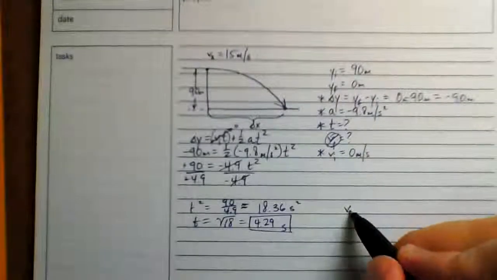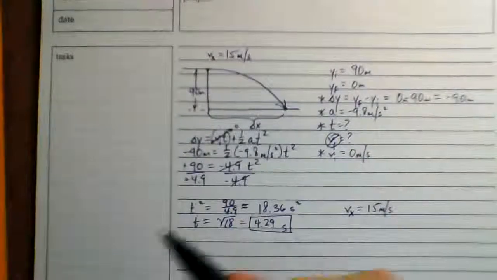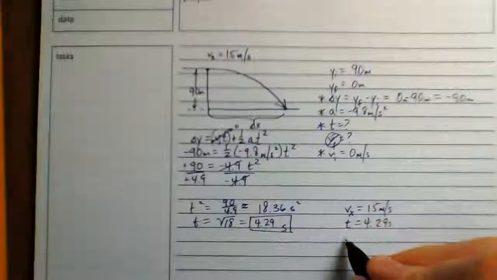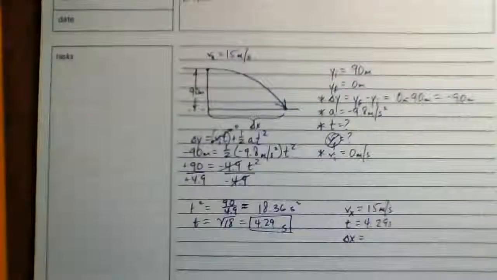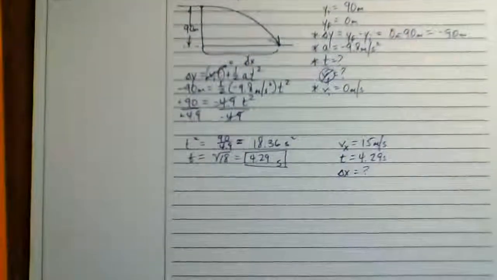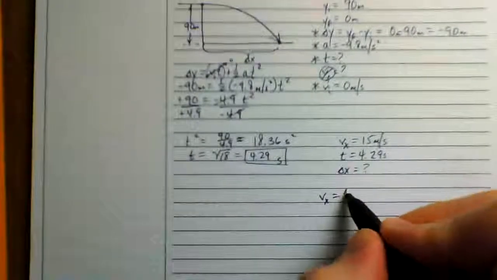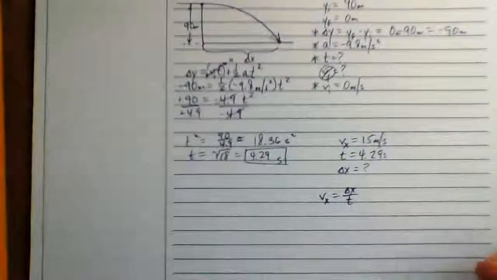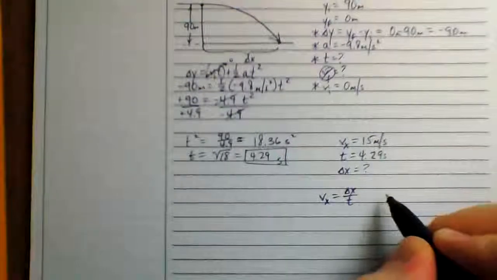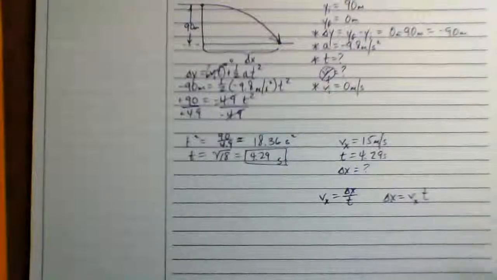I know that Vx is equal to 15 meters per second because that's what I used at the beginning of the problem. I found that my time is equal to 4.29 seconds. And what the question is asking is, what is delta x? The only equation that I can use in the x direction is going to be Vx equals delta x divided by t. So I'm going to go ahead and solve that for delta x. If I multiply both sides by t, that means delta x equals v sub x times t.